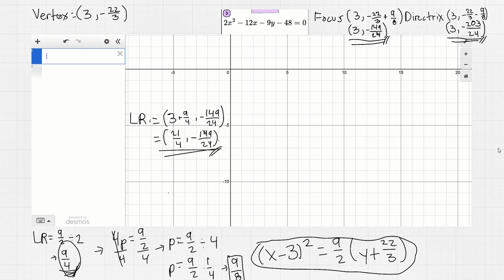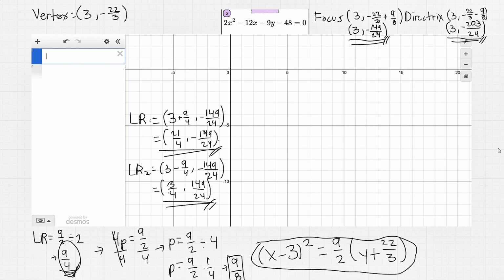Now let's get our LR2: 3 minus 9 over 4, comma, negative 149 over 24. 3 minus 9 over 4 will be 3 over 4, comma, negative 149 over 24. So this will be our LR2. Now, we can finally graph our parabola.